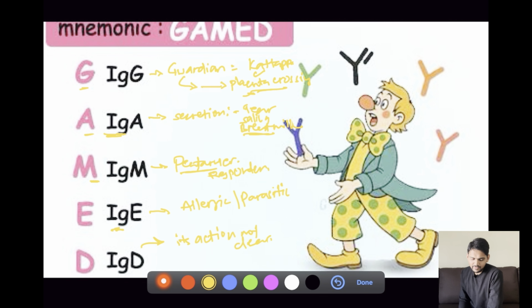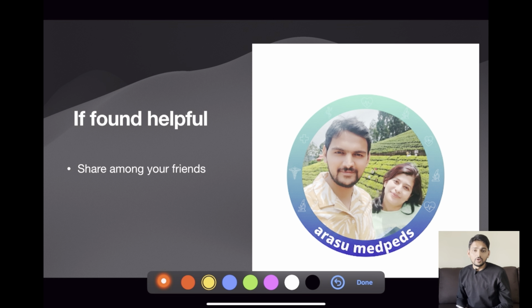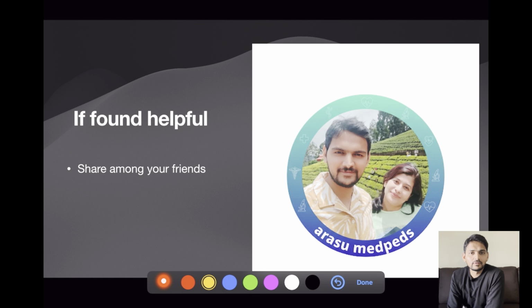So these points we have to know. Even in the entrance exams, they will ask which antibodies can cross the placenta. It is nothing but G, guardian, Kattappa. Then which is there commonly in the secretions? It is IgA. Which is the one which will first respond? IgM. E is mainly for allergy and parasitic. So this is the overall basics of immunology.